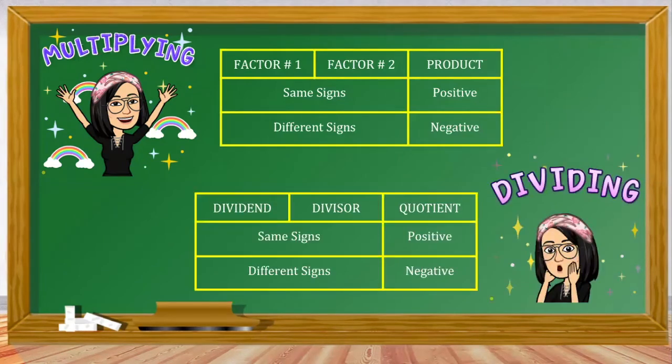For dividing integers, it works the same way. Okay? If the dividend and divisor are both positive, then the quotient is also positive. If both the dividend and divisor are negative, then their quotient is positive. But if the divisor and the dividend have different signs, then definitely the quotient is negative.